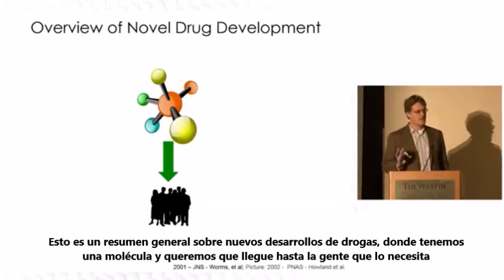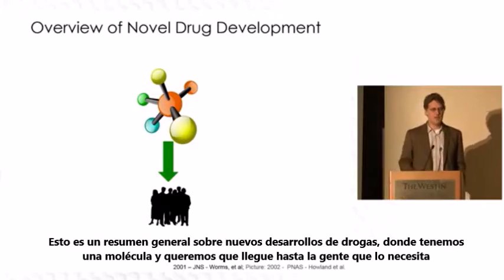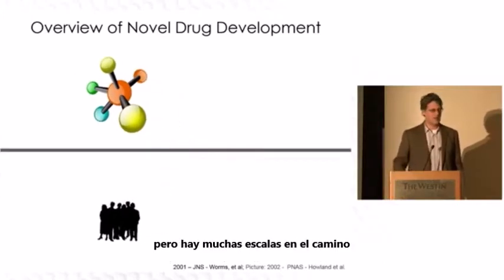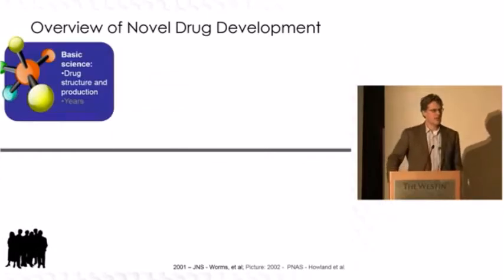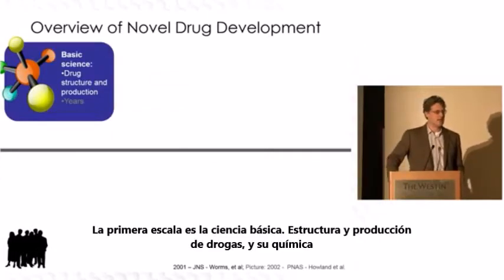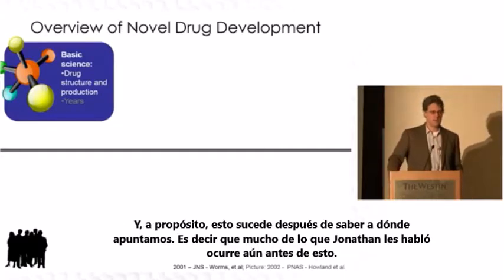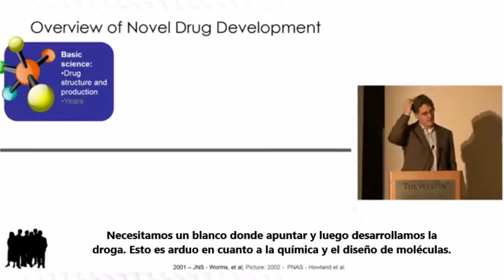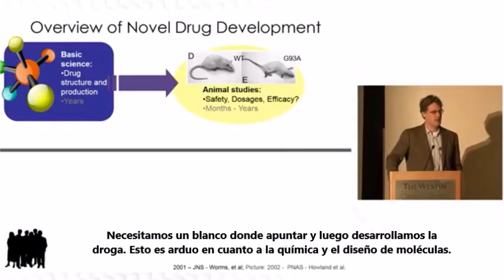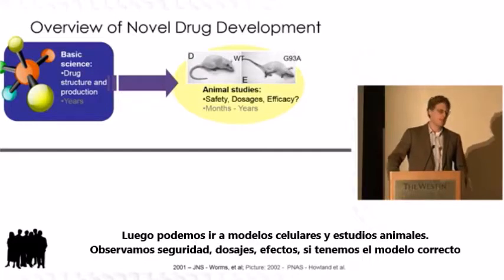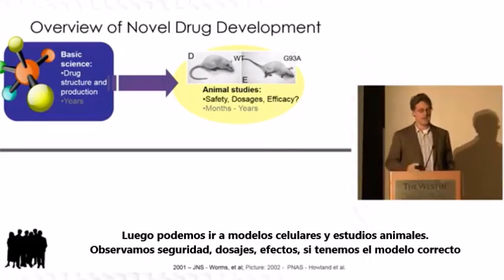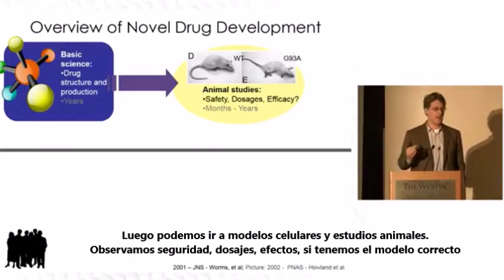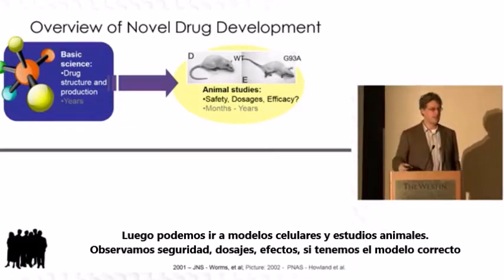An overview of novel drug development is that we have a molecule and we want to get that to the people who need it, but there are a lot of steps along the way. The first step is basic science: drug structure and production and chemistry, and this is after we know what we're targeting, by the way. So much of what Jonathan talked about happens even before this step. We need the target, then we develop the drug, and this is heavy on chemistry and molecule design. Then we can go to cellular models and then animal studies, and we look at safety, we look at dosages, we look at effect if we have the right model.